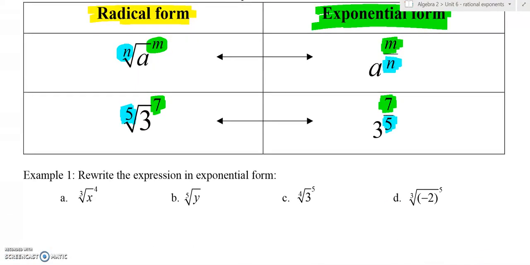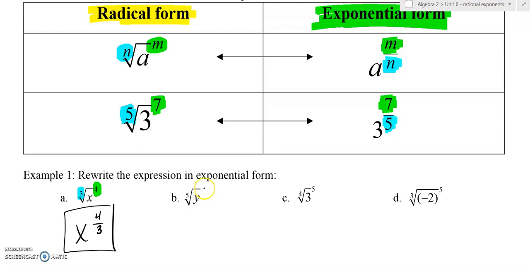It says, example 1, rewrite the expression in exponential form. So I have radical form. It's in radical form because it starts as a root. Then I'm going to exponential. So I just follow this pattern up above. The little 3 on the outside is going to become the bottom of my fraction. And then the 4 here is going to become the 4 on the top of my fraction. And that's it. It just follows that pattern.